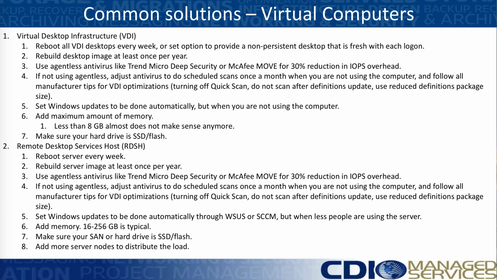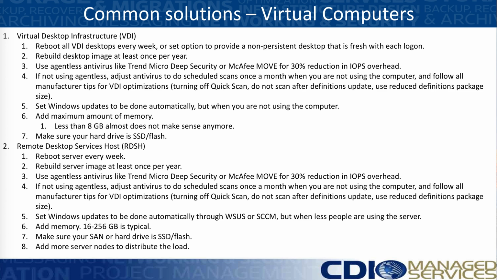If you're not using agentless antivirus, in spite of my recommendations, you want to adjust the antivirus to do scheduled scans only once per month, and you also want to follow manufacturer tips for VDI. For example, Symantec offers tips like turning off quick scan, not scanning after definitions update, and using the so-called reduced definitions package size, where when you download definitions, they're much smaller, and therefore you're not impacting the network and the speed of your virtual desktop. You want to set the Windows updates to be done automatically, but only when you're not using the computer. Time and time again, I see users scheduling Windows updates to be done during the day, which is impacting the speed of their computers.